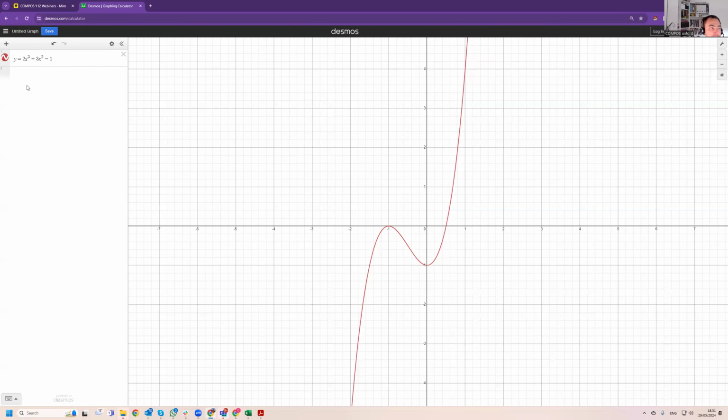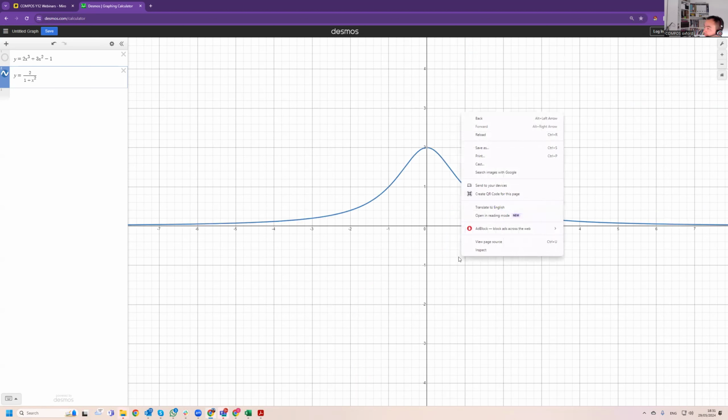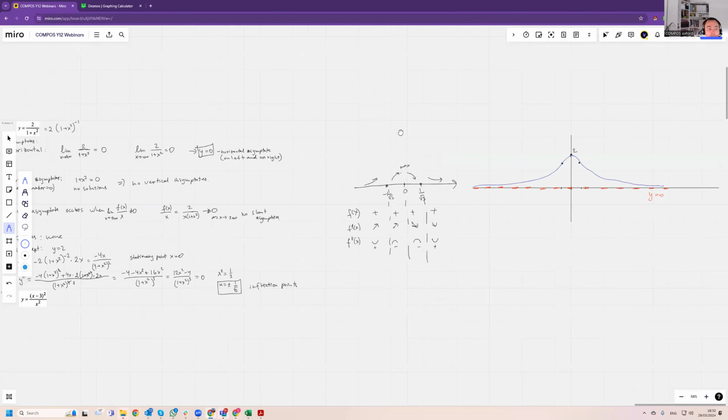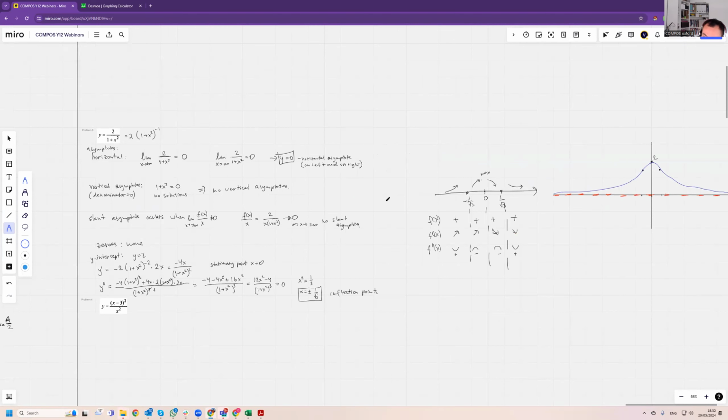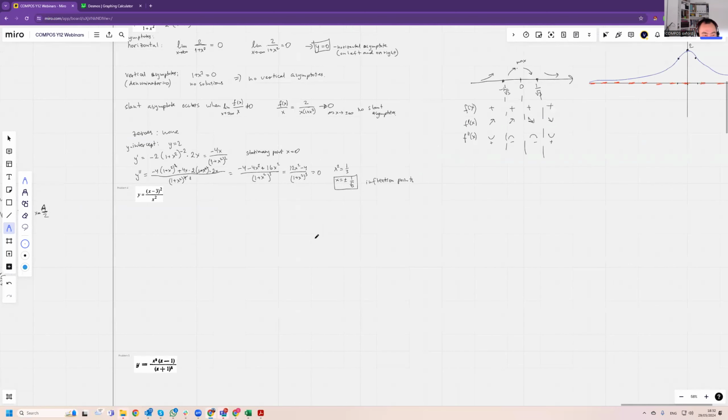And double check. Y equals derivative 2 divided by 1 x squared. Here we are. All right, so we got it. I mean, I'm not as fast as Desmos, but I think I did a decent job here.